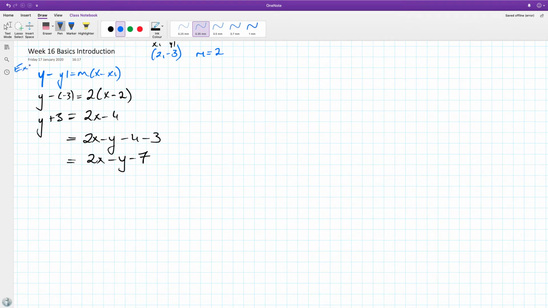Have a go at this one. Calculate the equation of my line, example 2, which has the point minus 1, minus 4 and has a slope of minus 1. Off you go, using your formula, y minus y1 equals m times x minus x1.